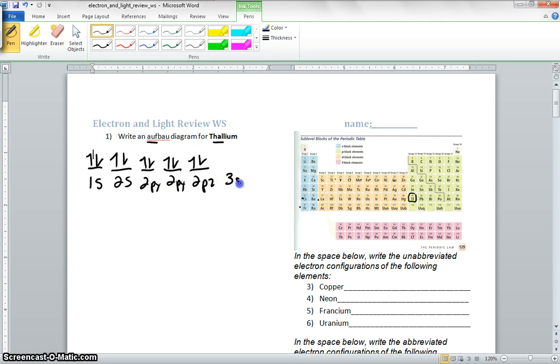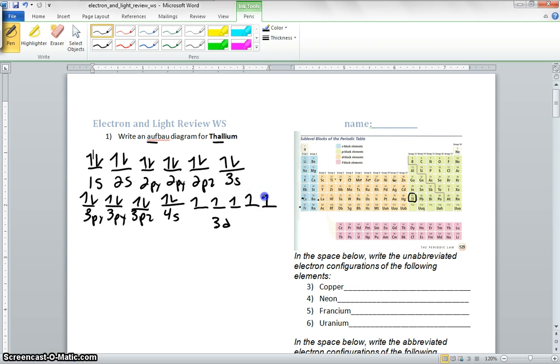Then we're going to go to 3s, and then 3px, 3py, 3pz. We have arrows for all those. And then 4s. Now this is when it gets crazy. We're right here, and now we're starting for the 3d. Remember, it goes down in energy level because there's so many electrons. And it should have 5 orbitals. Each one gets 1 before we get its pair.